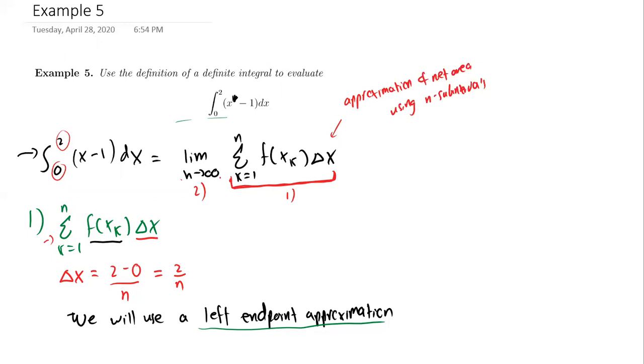Let's start with, and this looks kind of weird, let me rewrite it. Let me start with the sum from k equals 1 to n of f of x sub k times change in x. Again, all this is just an approximation of the net area. We know how to do this. The thing is, we're going to do this again, but it's going to be a little bit different.